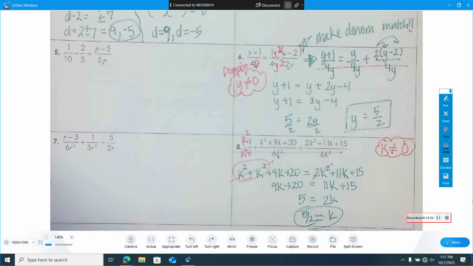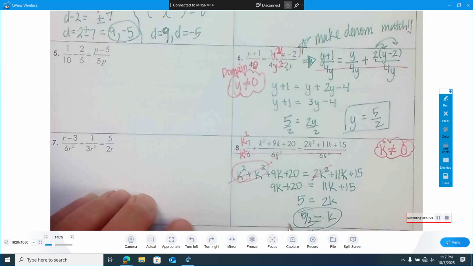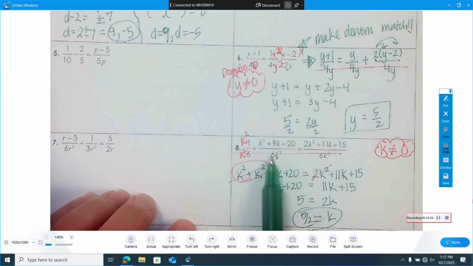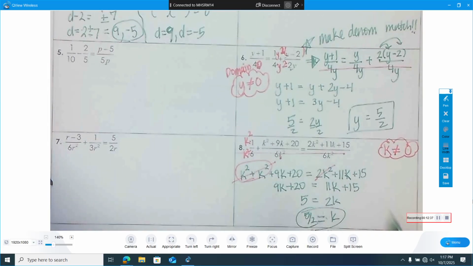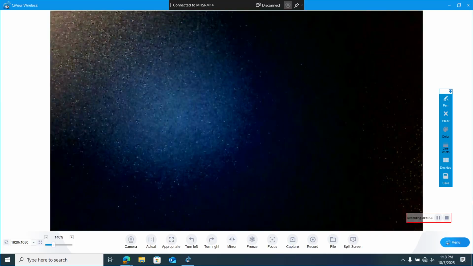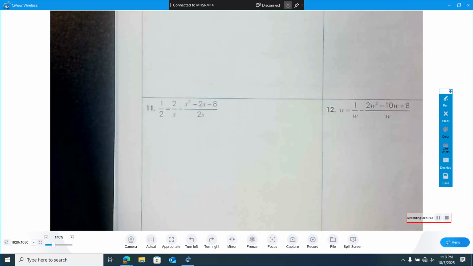All right, questions so far? Do you like the make a match technique? All right, so it works really, really well when we have a monomial in the denominator. Monomial is what? One term. This is a one-term thing. Versus the next page.